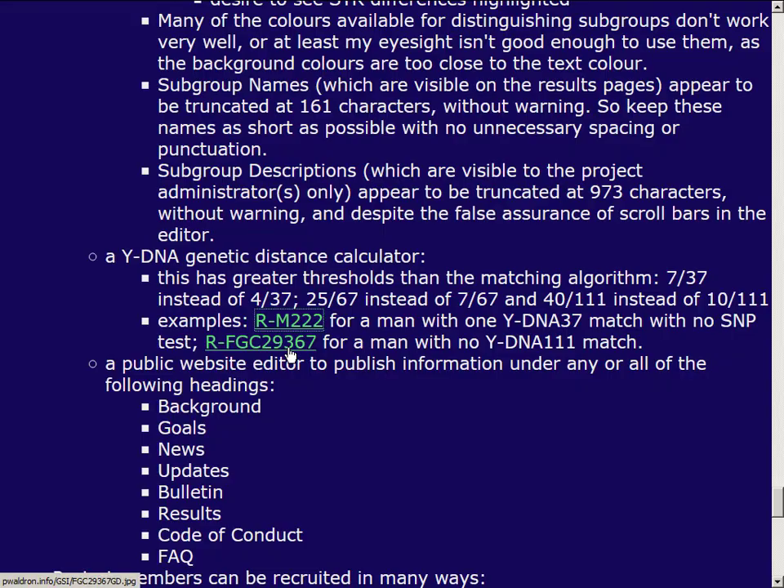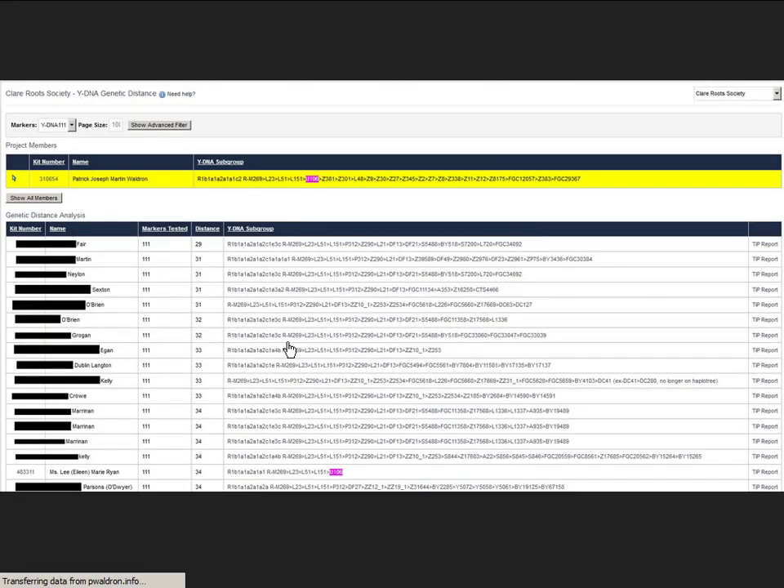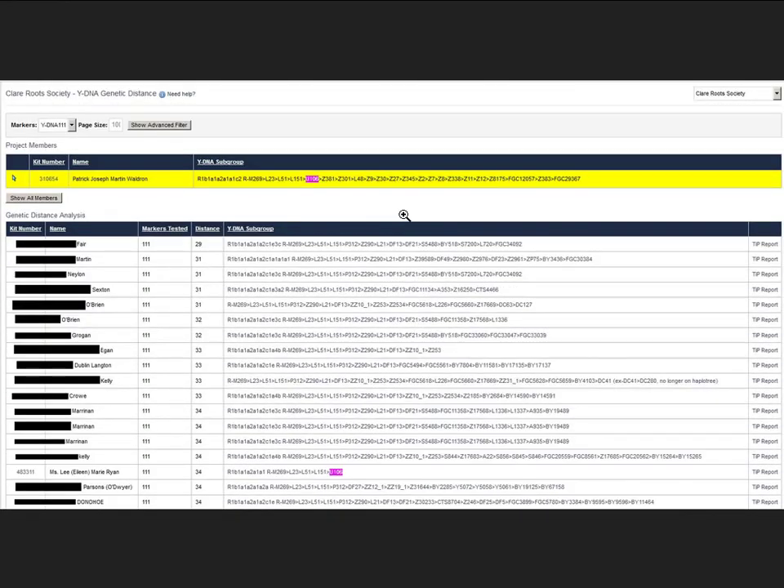On the other hand, these are my own results from the genetic distance calculator. You saw I've no matches at 111 markers. This is from the Clare Roots project. My closest match within the project is way outside the 10 out of 111 cutoff. It's 29 out of 111. My Big Y results say that I'm from the ancient U106 branch.